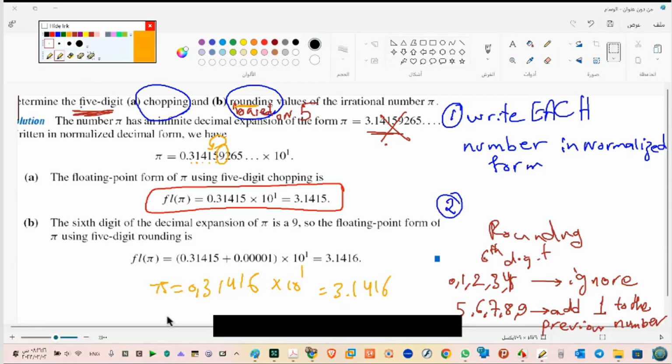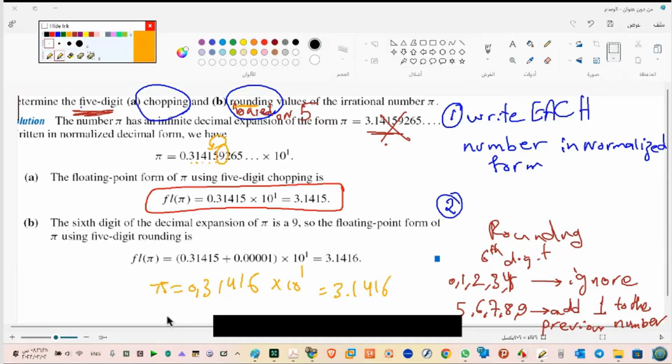Write your number in, check whether this number is a floating number or a digital number. Digital number, nothing to do. Floating number, that means I have to write this number in normalized decimal form.